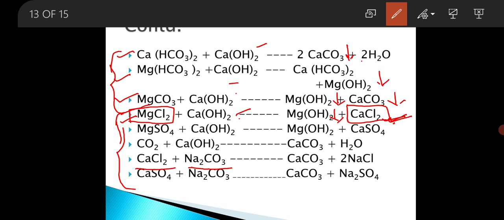that is soda ash. When this reacts with soda ash, it will form CaCO3, which is carbonate hardness and insoluble in water.